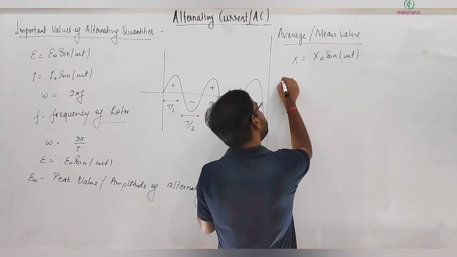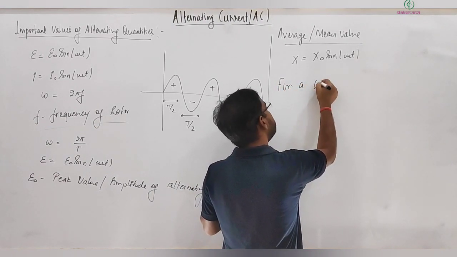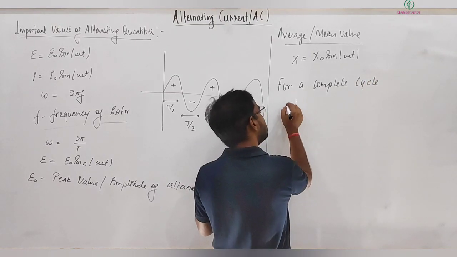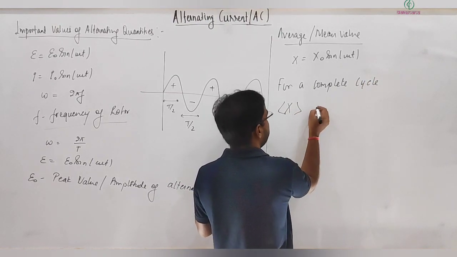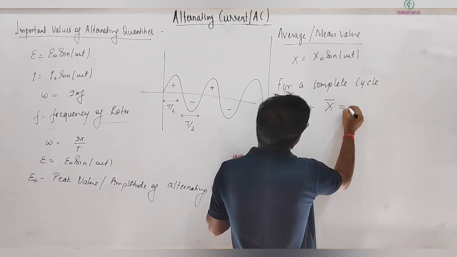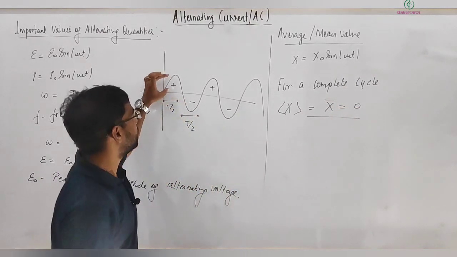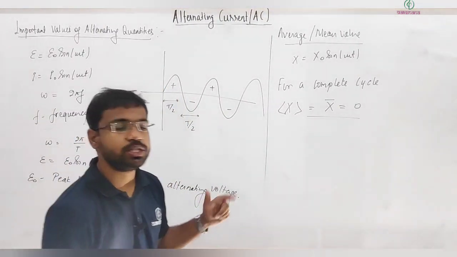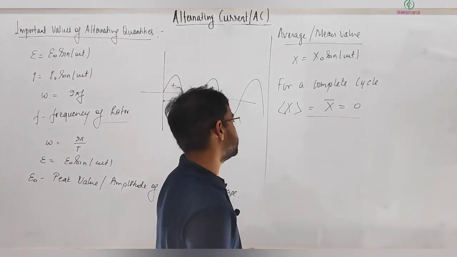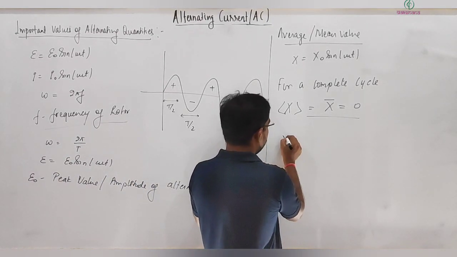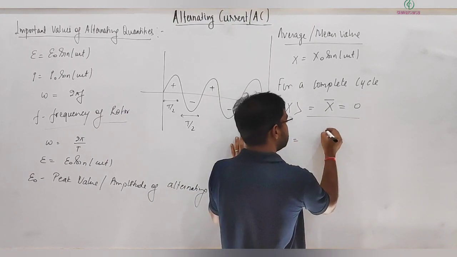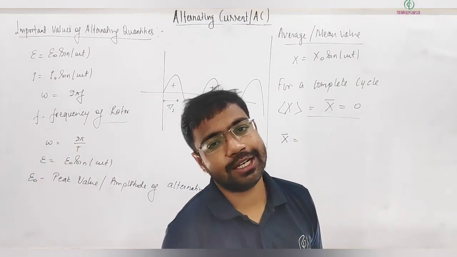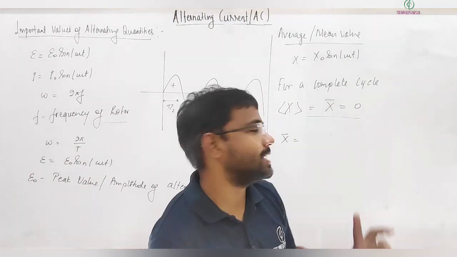So first thing is, for a complete cycle we denote the mean or average, x bar, is equal to 0, because you can see for one half cycle it will be positive, next half cycle it will be negative. If I add the complete cycle, then it will be 0. And the formula for any quantity, one way is x1 plus x2 plus x3 up to xn divided by the total number, that is also average.